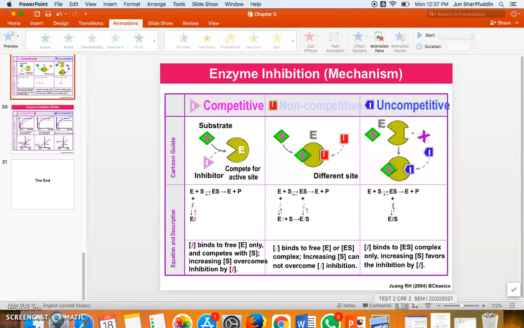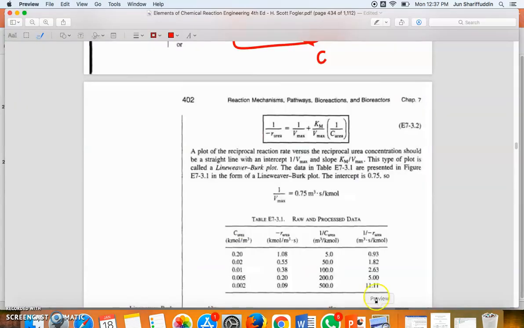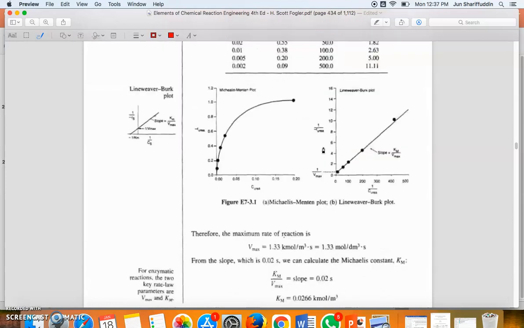Earlier I have already discussed how to determine the Vmax and also Km from the linear plot. When you produce this kind of plot, where your 1 over Rs versus 1 over Cs, you will get a straight line. So you can determine your slope and also determine Vmax from your intercept.